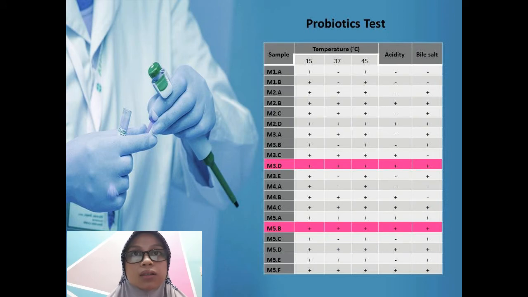And all 20 isolates grew in acidic conditions. In the bile salt test, 15 out of the 20 isolates grew in the condition. In general, there are 2 isolates of bacteria growing well on the resistance tests against temperature, acidity, and bile salt, that are the M3D and M5B isolate codes. Both isolates were subsequently subjected to molecular tests for identification.